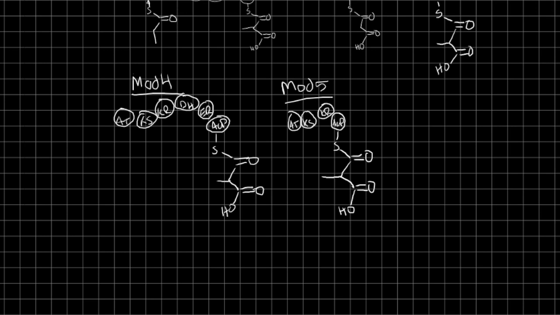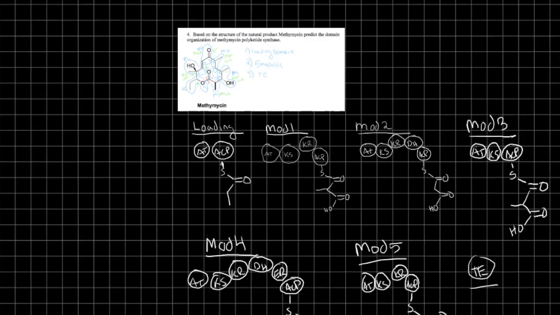And then the last thing you're going to have is a TE. So don't forget your TE. If you don't have a TE, you don't form the macrolactone, so then you don't form the product, which means the biosynthesis is incorrect. So don't forget your TE.